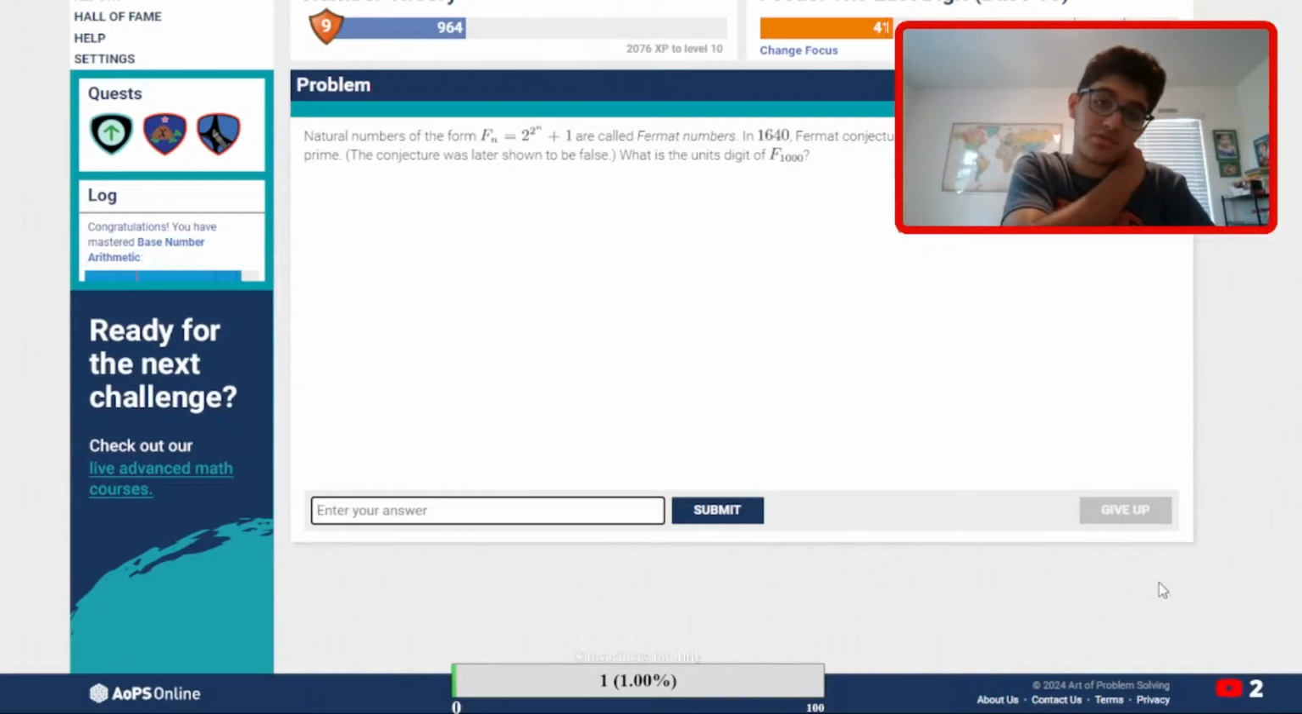Natural numbers of the form 2 to the 2 to the n plus 1 are called Fermat numbers. In 1640, he conjectured that all numbers f sub n are prime, which is false. What is the units digit of f sub 1000?